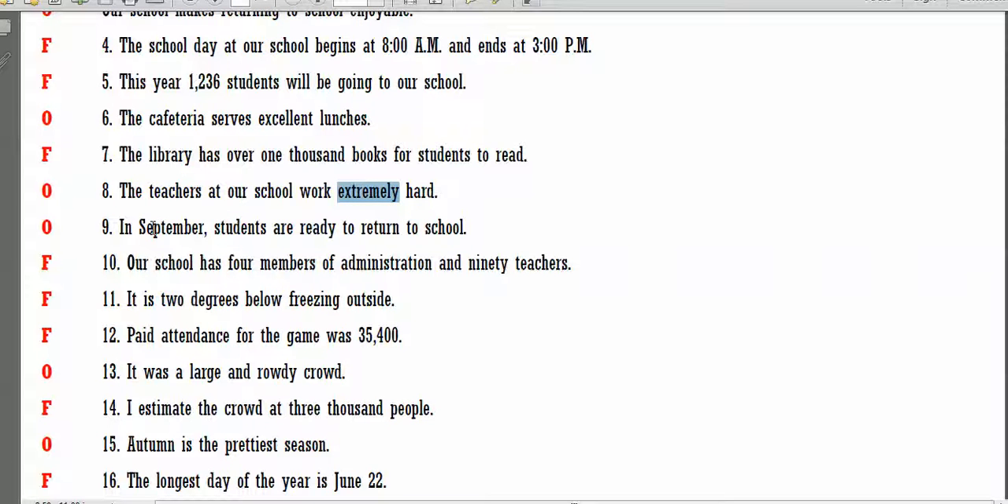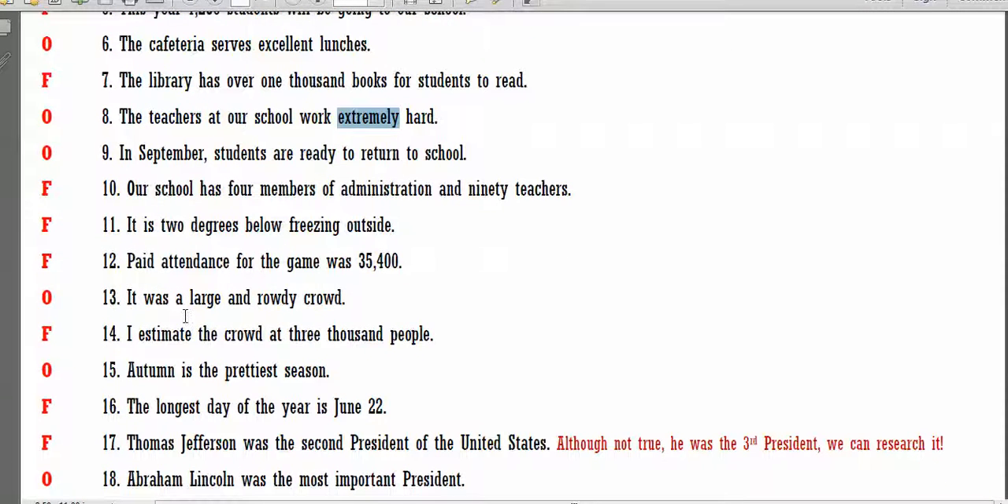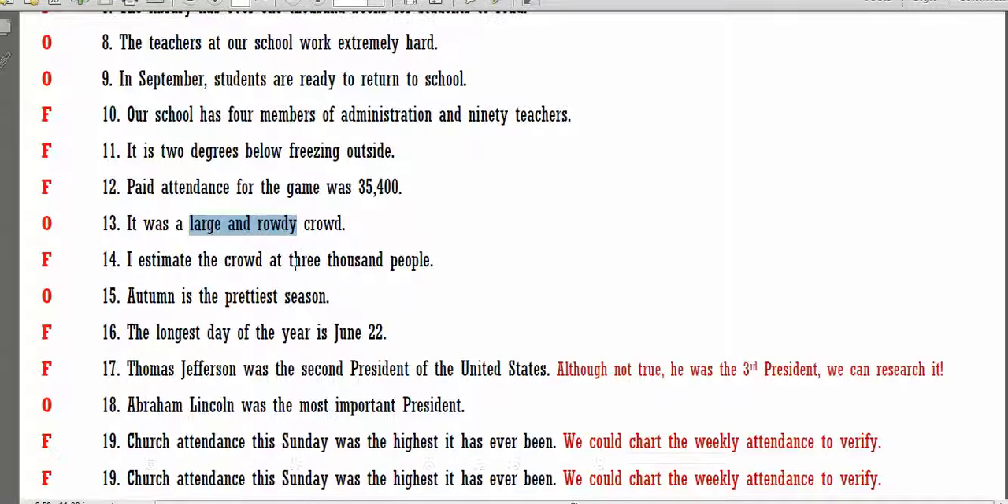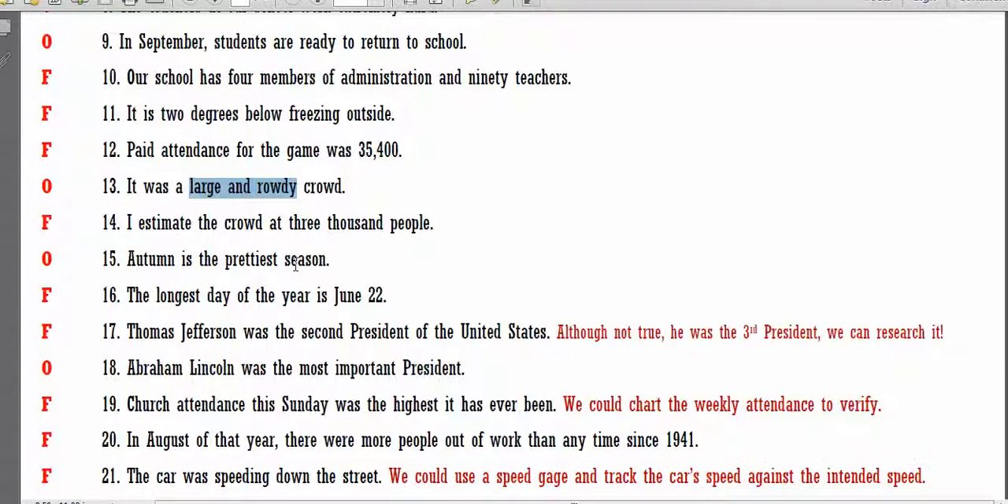9 is an opinion. 10 is a fact. 11 is a fact. 12 is a fact. 13 is an opinion, okay? Because I could think it's a large and rowdy crowd, but someone else may have been to another spot or concert or show and thought, wow, that crowd was pretty good. 14 is a fact. 15 is an opinion. 16 is a fact. 17 is a fact.